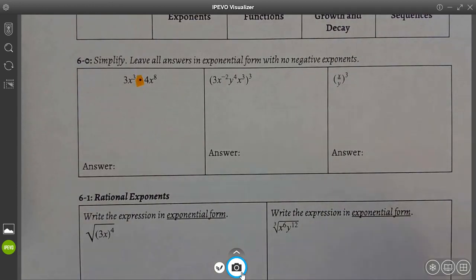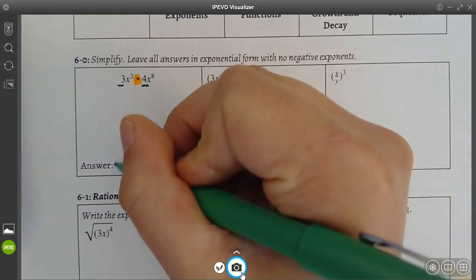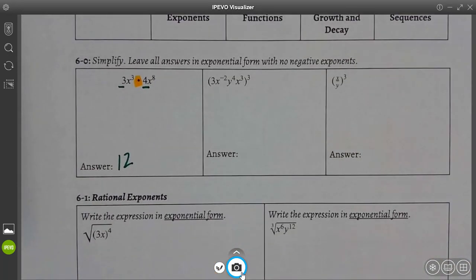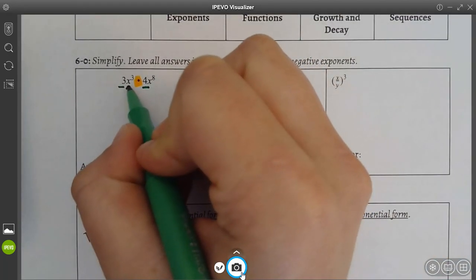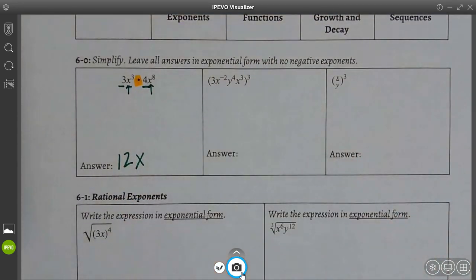And when we multiply two terms together, we get to multiply their coefficients. 3 times 4 is 12. And then their variable, because they have the same variable, they get to stay the same. So our x is just going to come down in our problem.